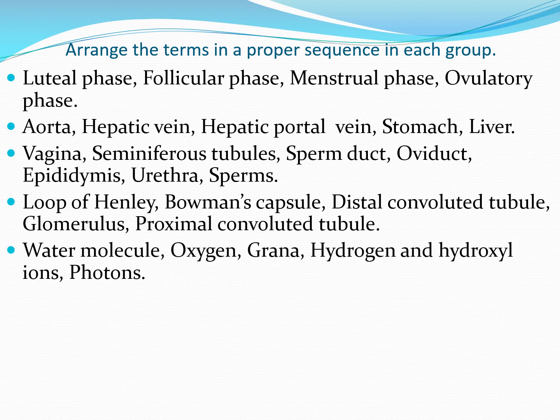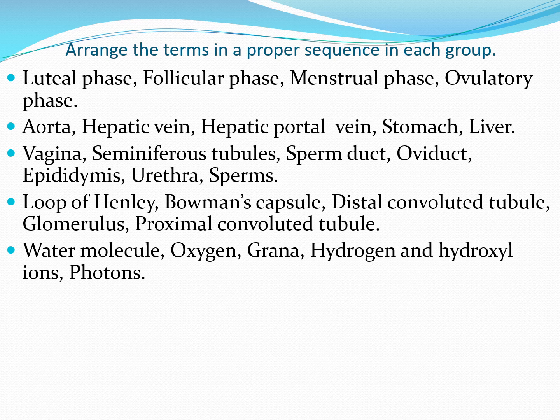Next question, water molecule, oxygen, grana, hydrogen and hydroxyl ions, photons. Actually it shows the process of photolysis of water. Okay, so here first photons, the tiny particles coming from solar radiation are called photons, which fall on grana. So in grana water molecule is dissociated to form hydrogen and hydroxyl ions and oxygen.